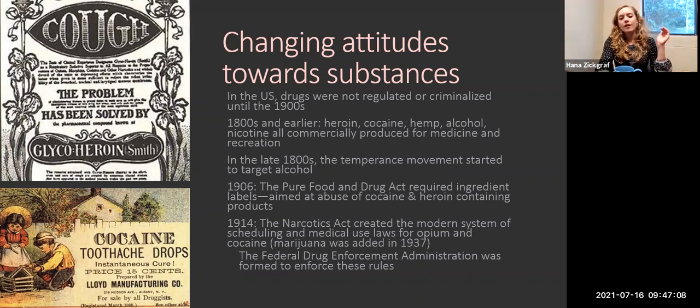So in addition to creating the scheduling system, the Pure Food and Drug Act and the Narcotics Act also created an agency to enforce the rules that these laws codified. And that was when the Federal Drug Enforcement Administration was first formed, the FDA.